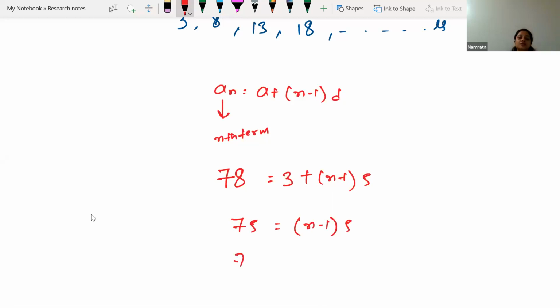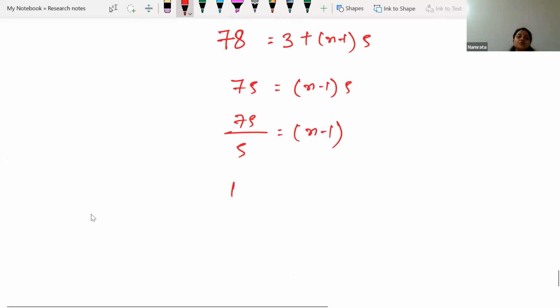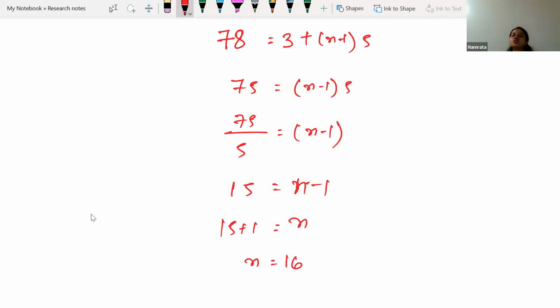So 75 divided by 5 is 15. n minus 1 is 15, so n will be 15 plus 1, that is 16. Okay, so we can say the 16th term is 78. Just by using the formula we have found it. Which term is 78? Which term is 39? Which term is this? Which term is that?